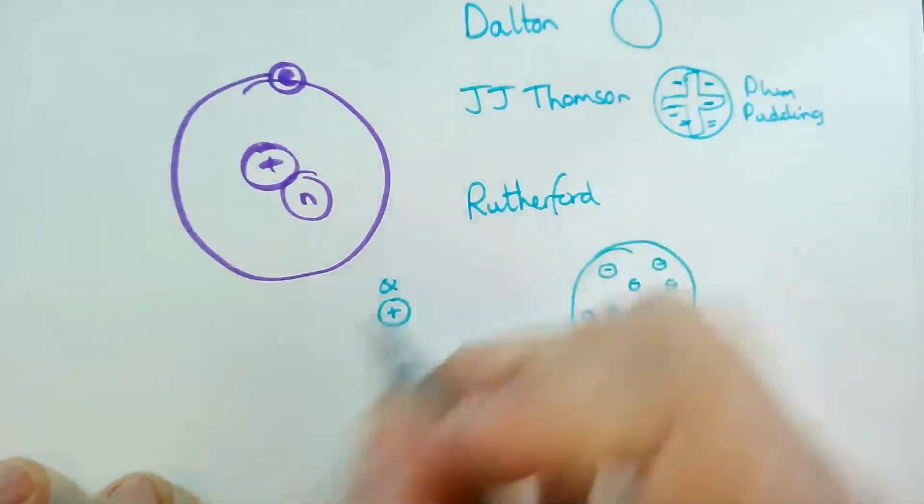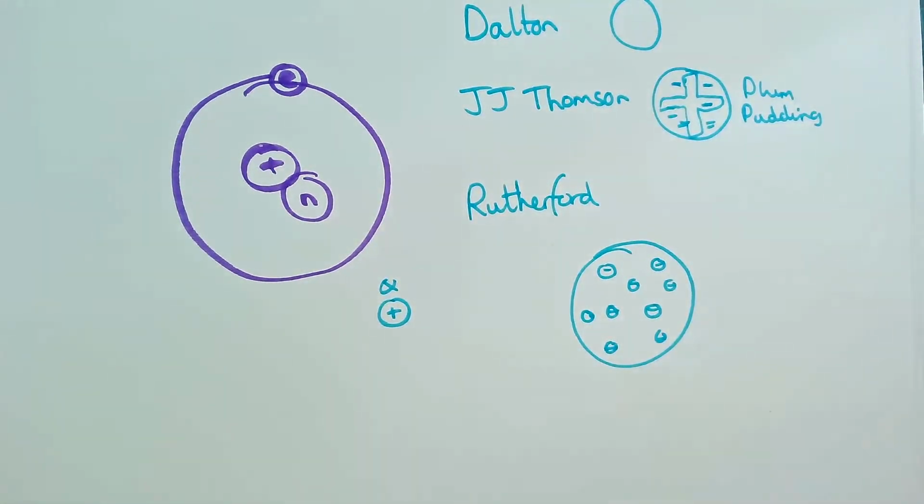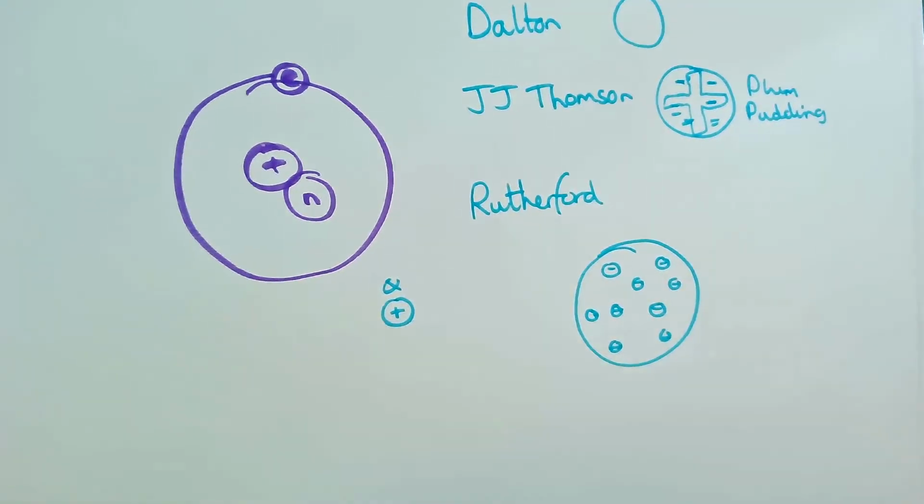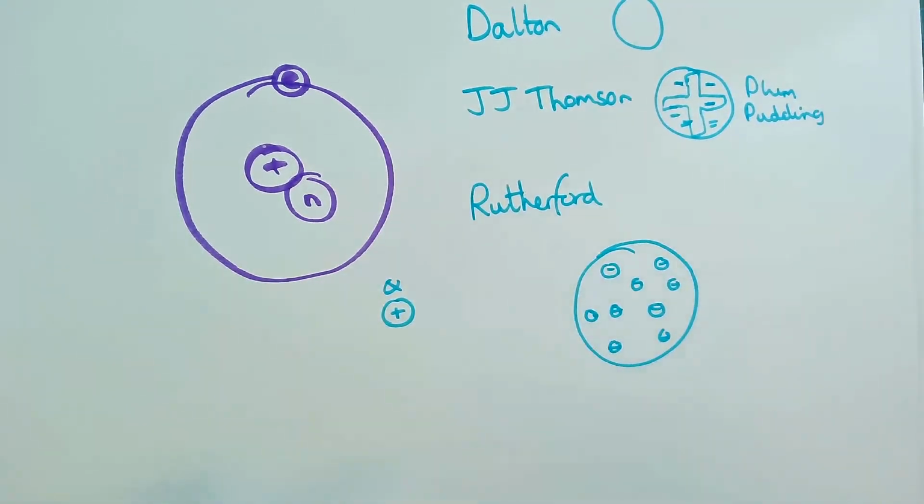Now, an alpha particle is a big, heavy, positive lump, which will come into our physics paper 1. It's 2 protons, 2 neutrons. But the point here is there's nothing to stop it. There's no positive to repel it, no big lump in the middle. These tiny electrons are scattered throughout. It's like shooting a gun at the chocolate chip cookie.